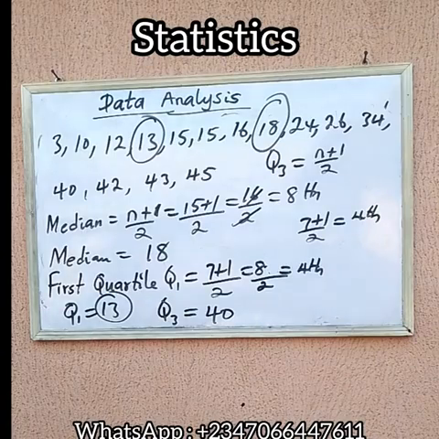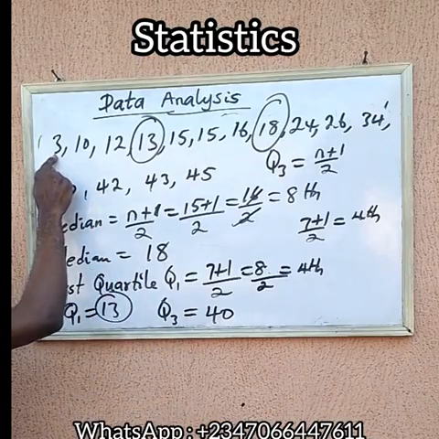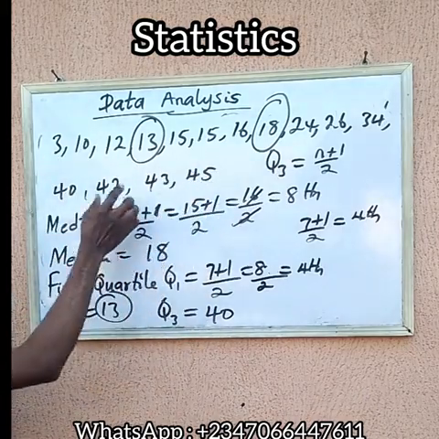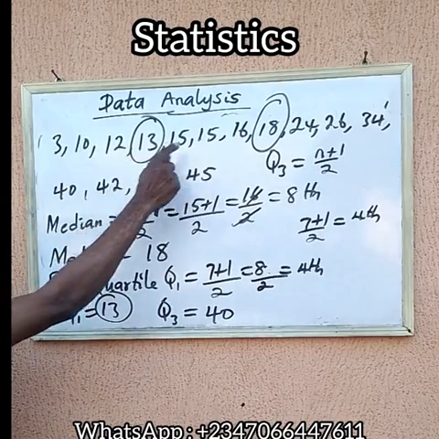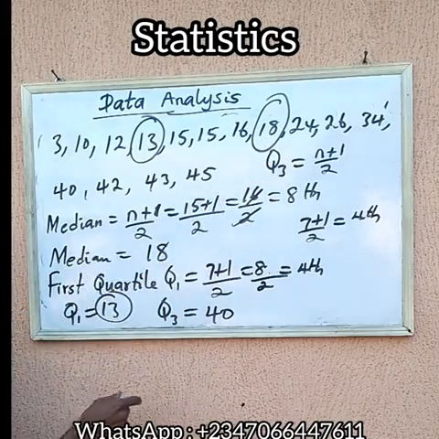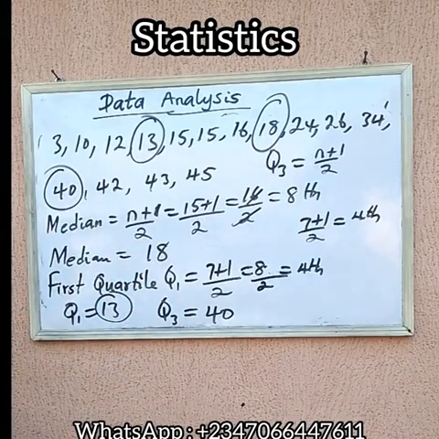Now let us bring out the 5-number summary. We are going to write it on a table now. We already know the minimum value is 3. Then the maximum value is 45. Then the first quarter is 13 here. The median is 18. Then the third quarter is this 40 here. So we are going to put the table, then put the numbers there.